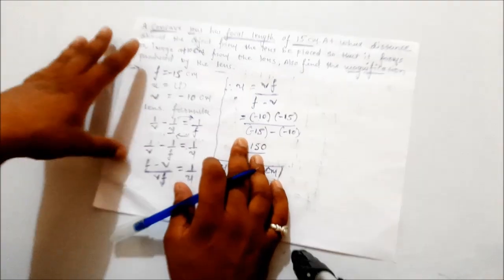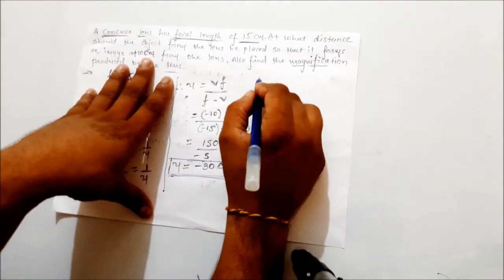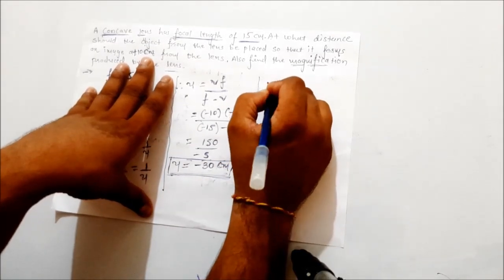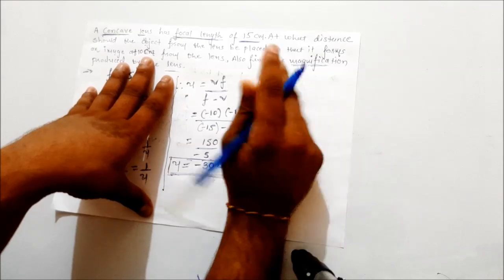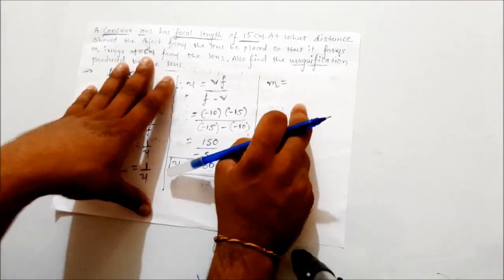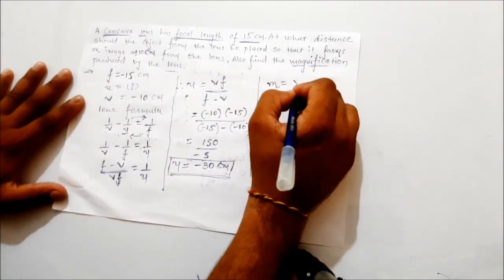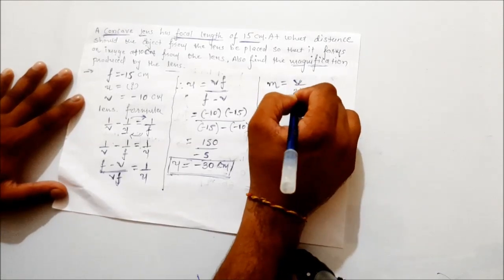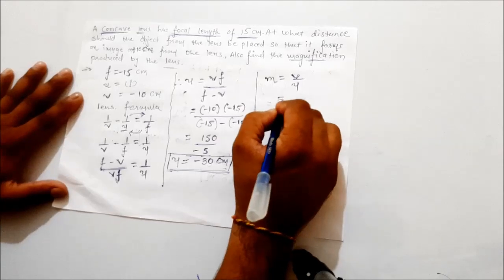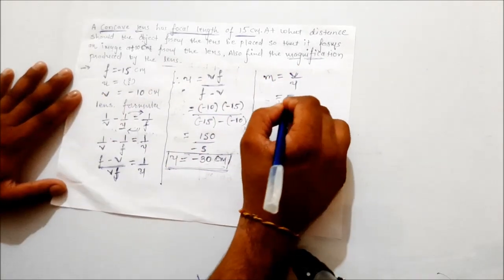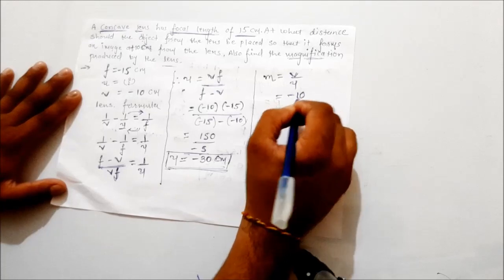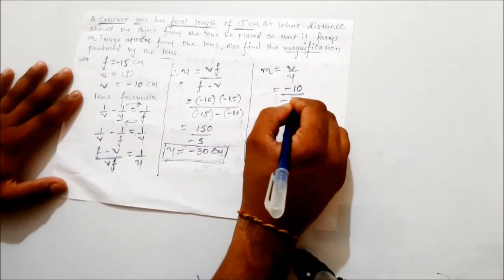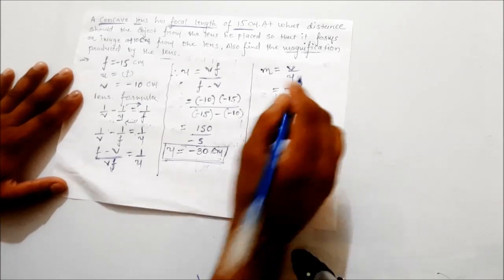The second thing which we have to find in the sum, that is magnification. Magnification for lens it is... so for mirror we are having minus v by u. For lens we will have only v upon u. Value of v is there, it's minus 10 centimeter. Value of u which we found, it's minus 30 centimeter.